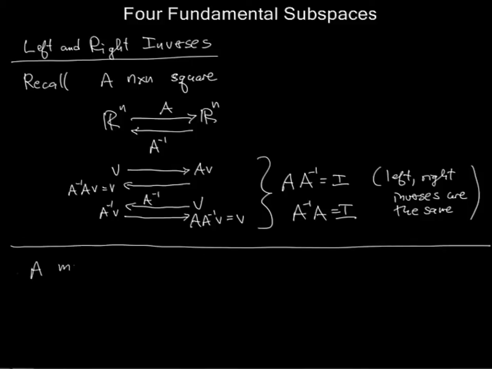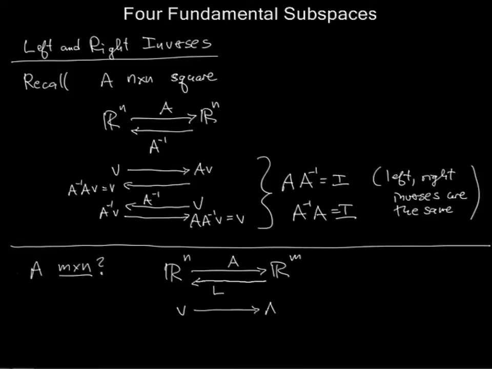Okay, let's look at the same thing for a rectangular matrix, m by n. So it's a map from Rn to Rm. Call it A, and let's write L going in the other direction. And what this is supposed to satisfy is you send V to AV and then back to LAV, and you're supposed to get V again. So that's the left inverse.